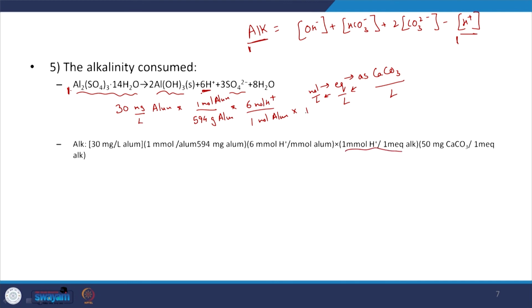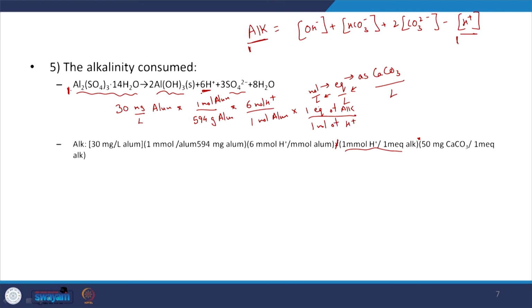So, 1, I guess I should have written it in the inverse way, right. This should have been divided by here maybe, and this should be into, anyway we can always calculate it. I know that 1 equivalent of alkalinity will be consumed per 1 mole of H plus being produced, right. So, that is what we have.